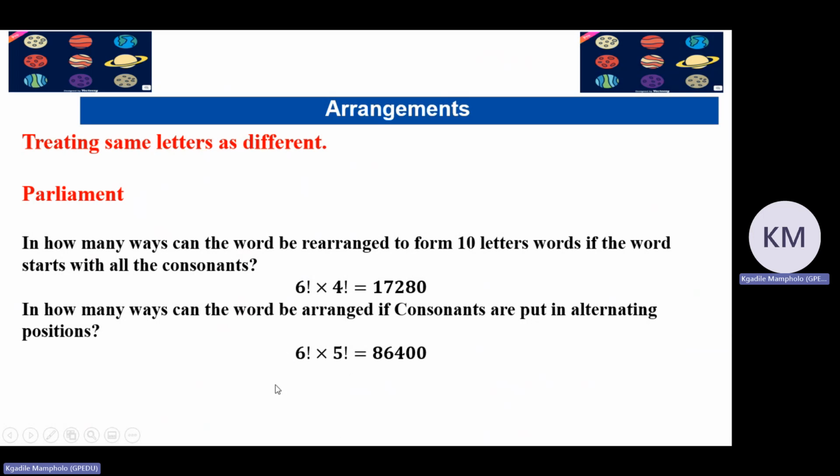In how many ways can the word be arranged if consonants are put in alternating positions? Now, the consonants are put in alternating positions, but they are not necessarily at the beginning. It means you'll play around with 4 vowels and a group of consonants. Hence, we have 5. So we have 6 consonants which can be arranged differently. Because here the consonants are not said to be at the beginning, but they are next to each other, you'll be playing around with 4 vowels plus the group of consonants which can be anywhere.